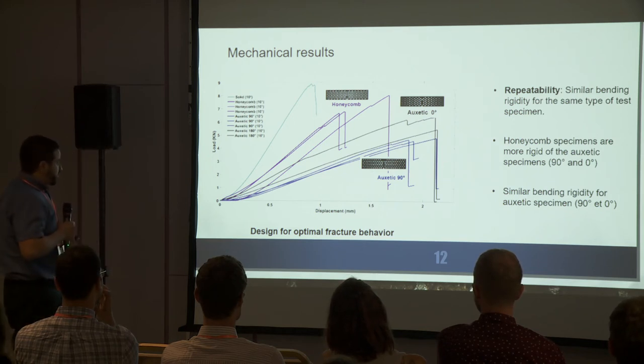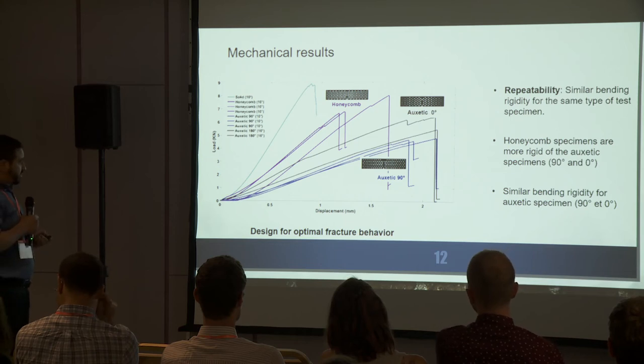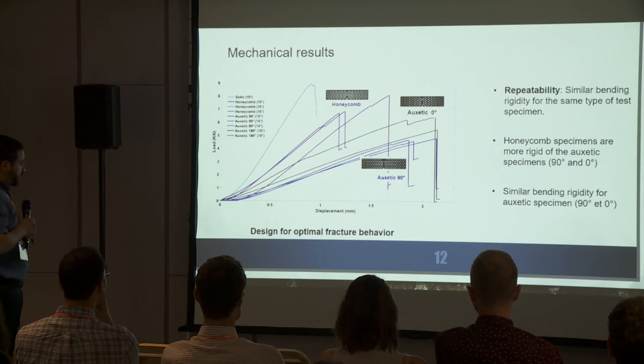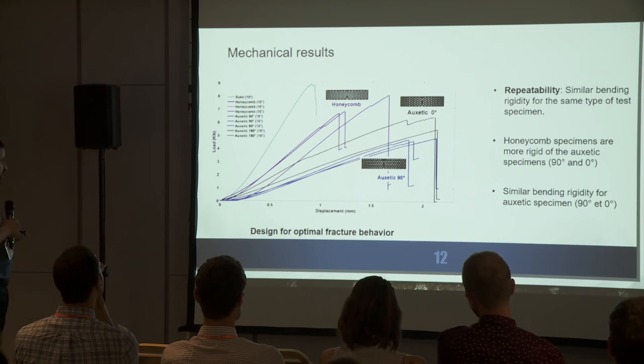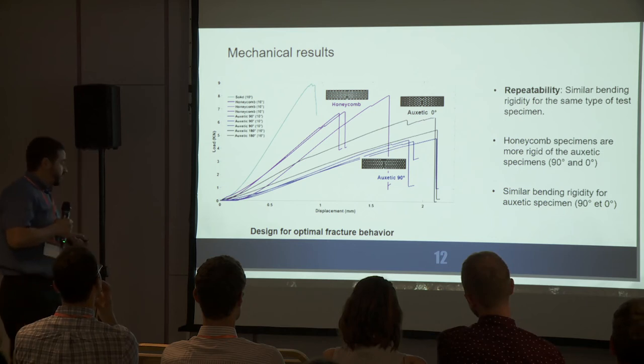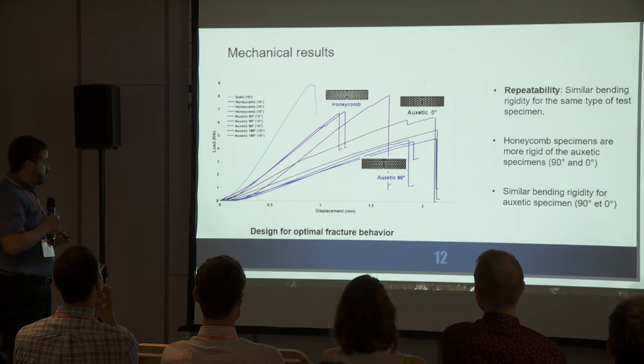If we compare the stiffness, or rigidities, of the samples, we can see that we have almost the same rigidities, which is defined by the slope of these curves, between auxetic materials at 0 and 90 degree, and compared to the honeycomb. The honeycomb specimens have more rigidity.